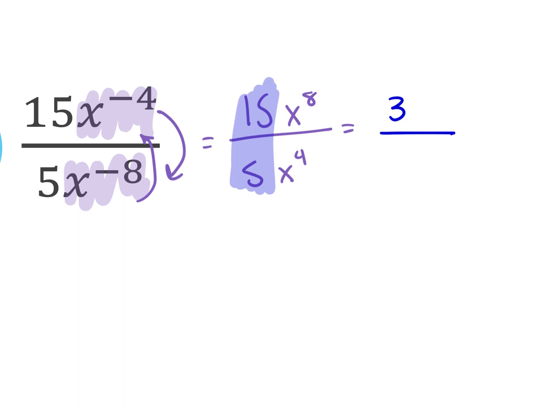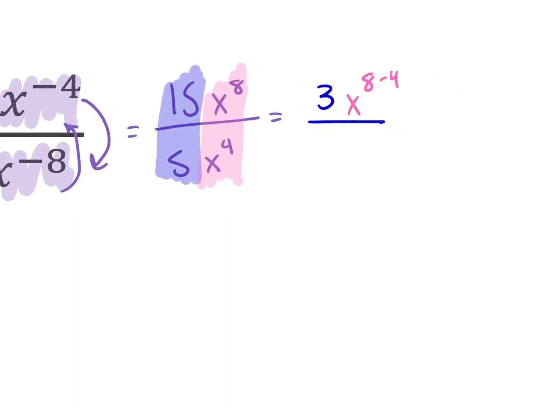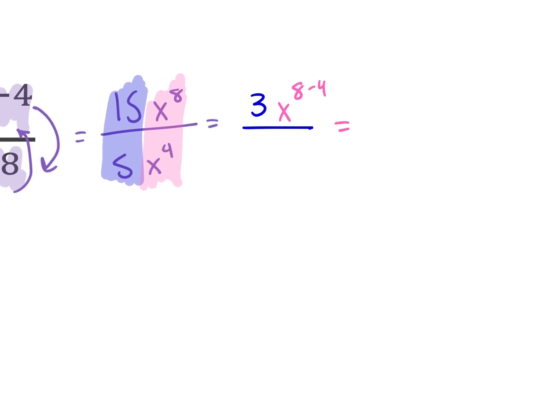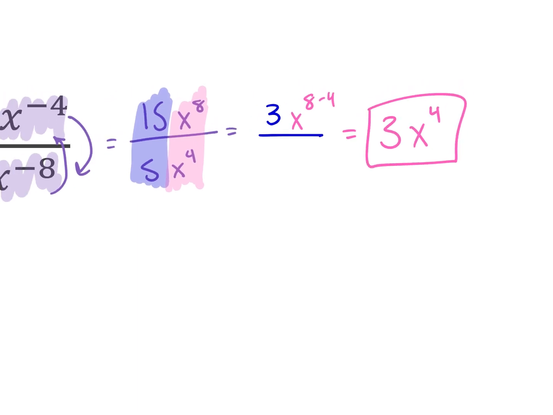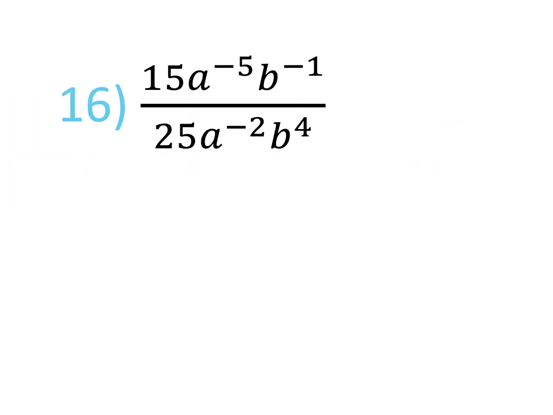What else can I do? Subtract the exponents. So this would be x to the power of 8 minus 4, top minus bottom. So what's 8 minus 4? 4. So it'd be 3x to the 4th power. I have nothing left on the bottom, so I can get rid of the fraction. Don't need it in your answer. What should I do first?